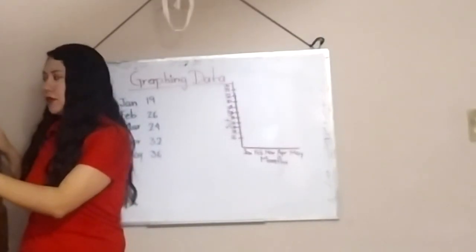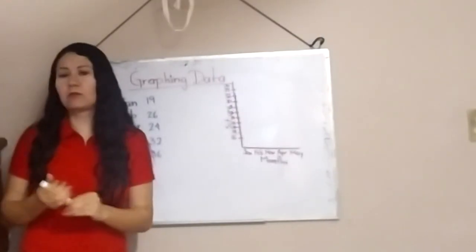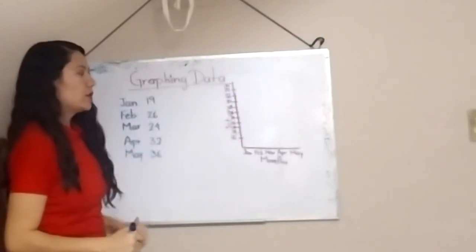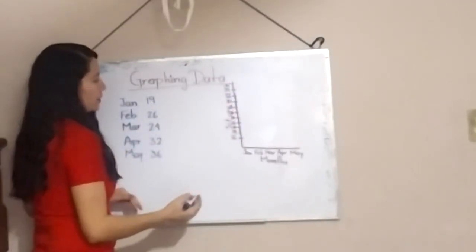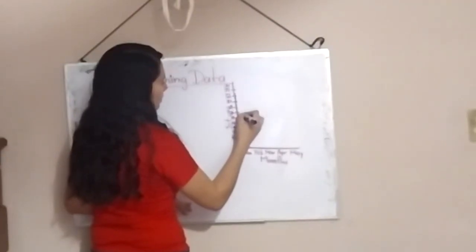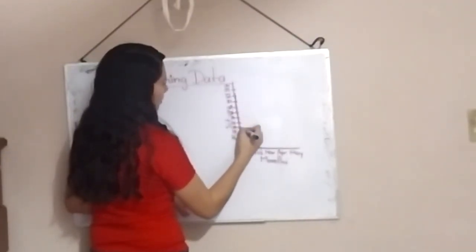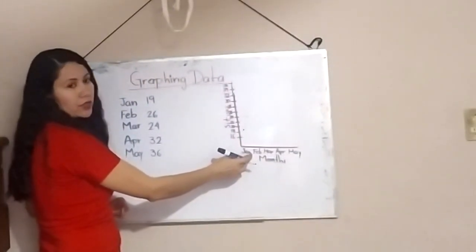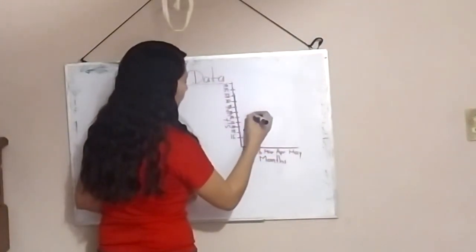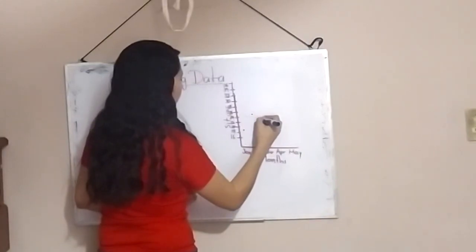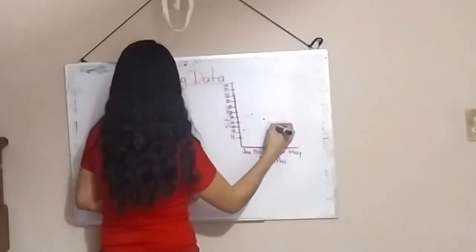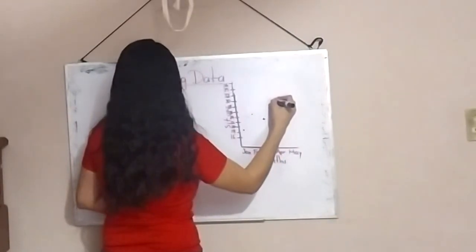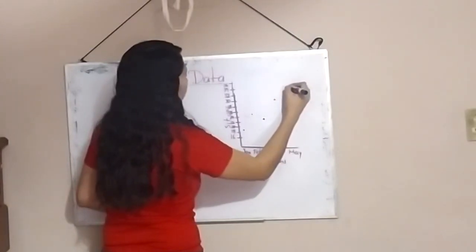Our next step is to plot a point on each of the months according to the scale. In January, she did 19. We would be here, in between 18 and 20. For February, we would be in 26. For March, we would go back down to 24. For April, we would go to 32. And for May, we would go up to 36.